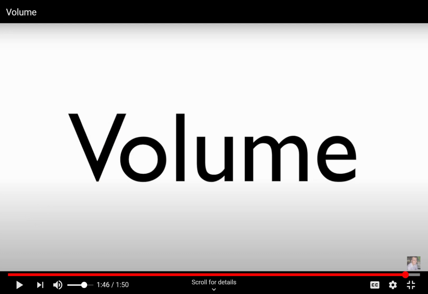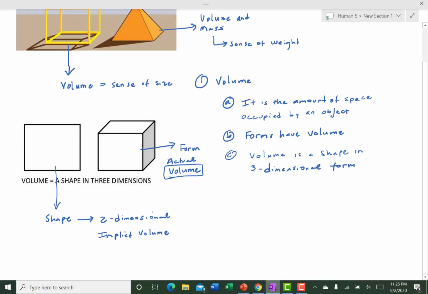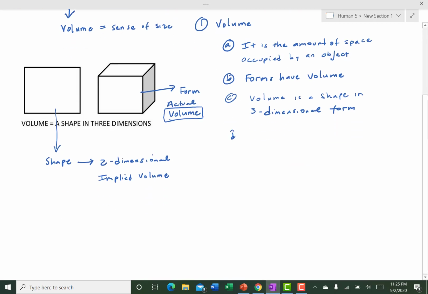All right, so as I said, short, but hopefully it gives you a sense of how you'd find volume, but also just what volume is. So what is important about volume in art? Well, we're going to look at open volume in just a minute and how that plays a huge role in perception.